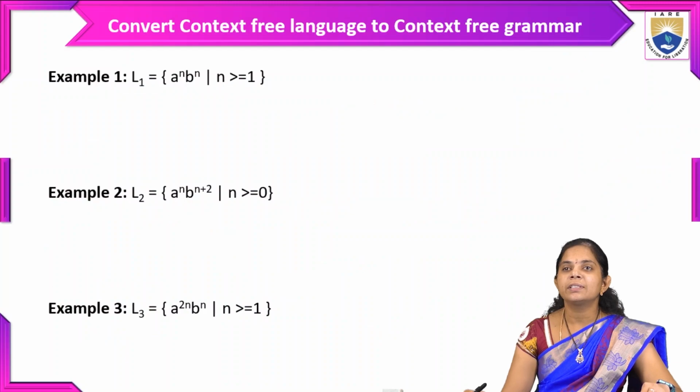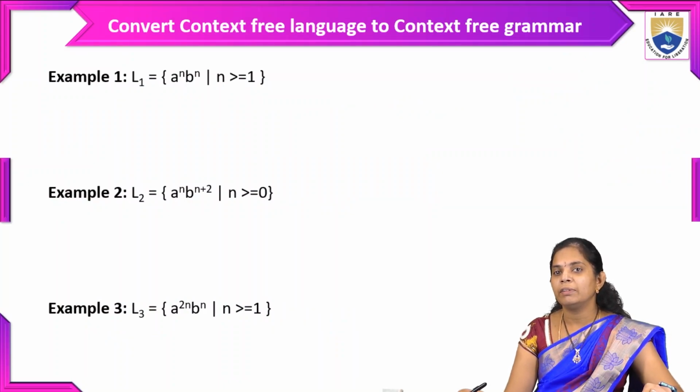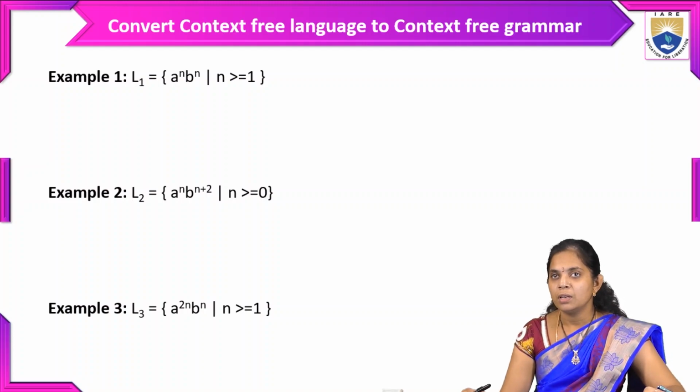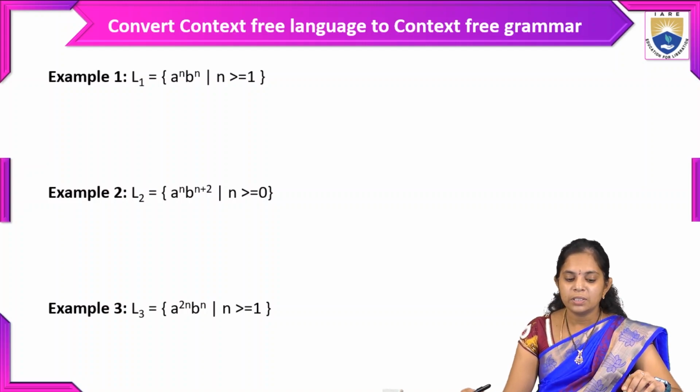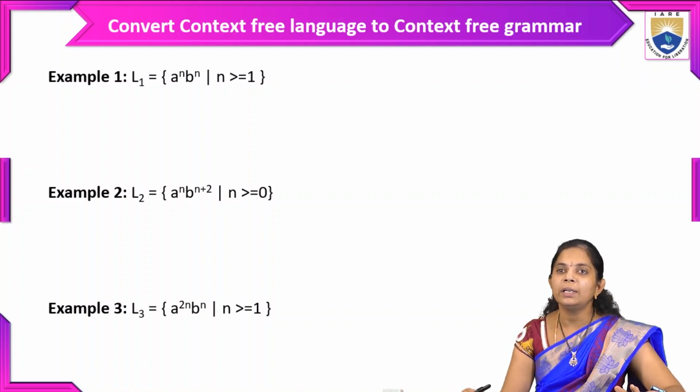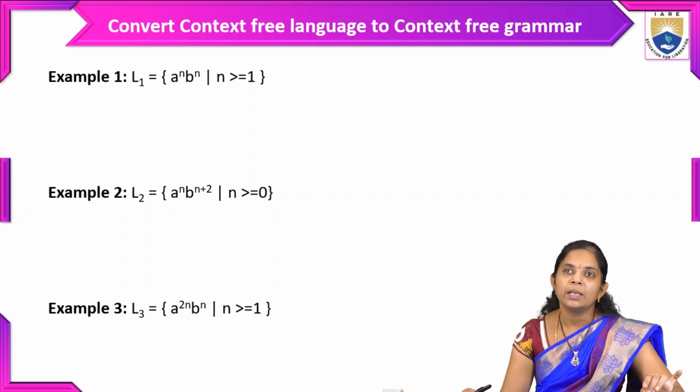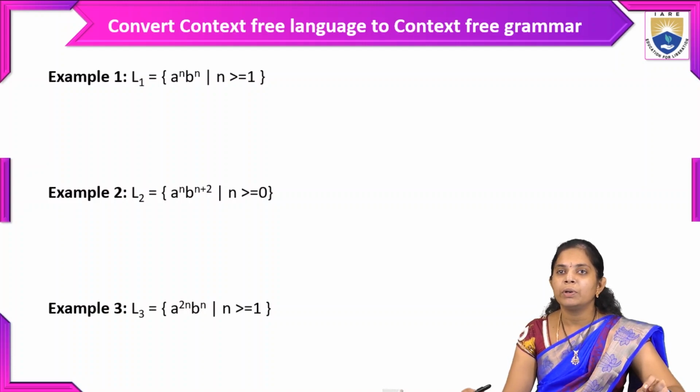So here we will discuss how we will convert the given context free language into a context free grammar. We have a number of examples. We will start from the basics and end with the complex problems. Generally, this language 1 says a power n and b power n.